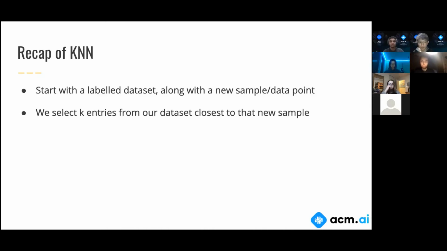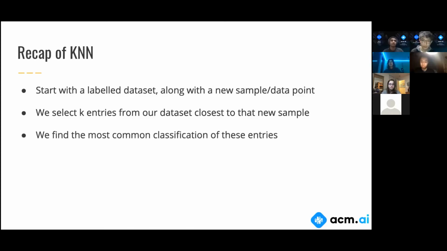And so from there, we select the k closest entries to our new sample. And we pick k by picking the square root of n, which is the total number of data points in our set. And so we pick the k closest entries, and based on which class has the most votes, we classify the data point as such. And so from that, we have a new classification for our unknown class data point.